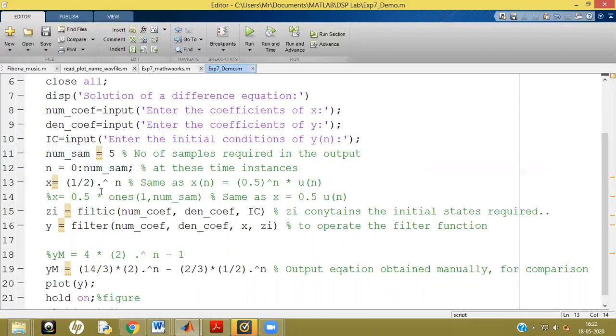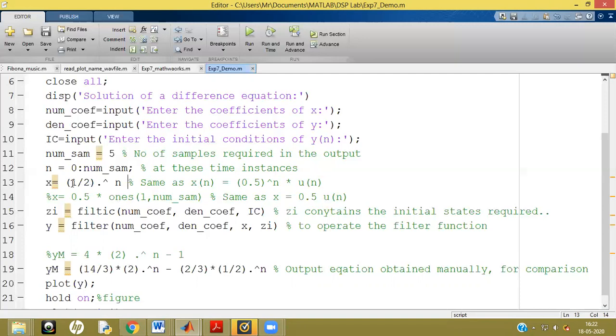Okay, so next is this is how I have created the signal x of n. So here I have to create the signal. What was the signal? I'm going to consider the second example. It will be 0.5 raised to n u of n. So this is written in this fashion. I have written 1 by 2.